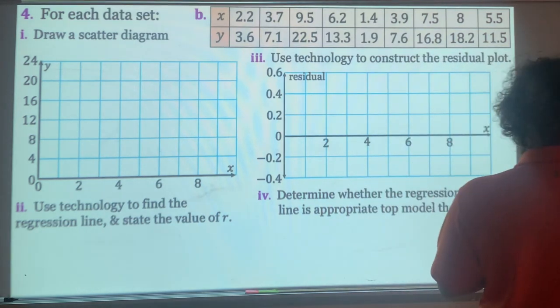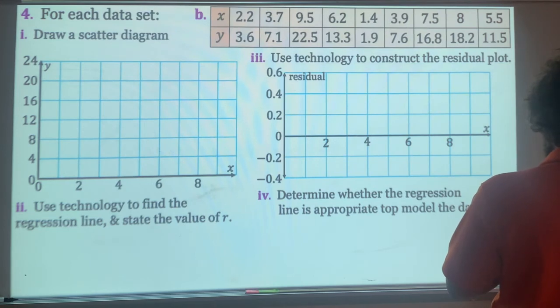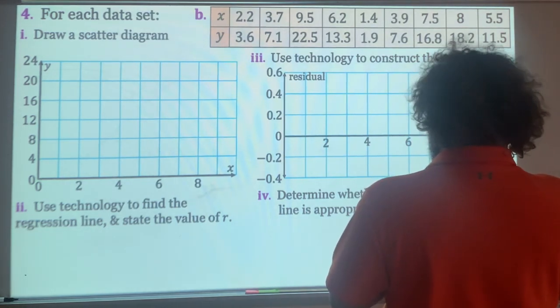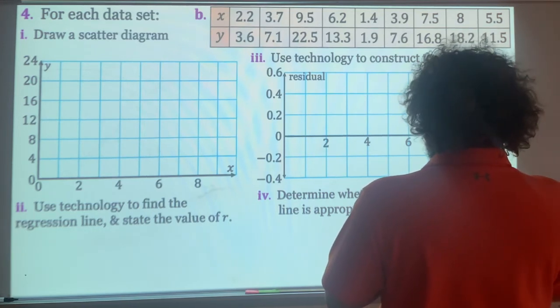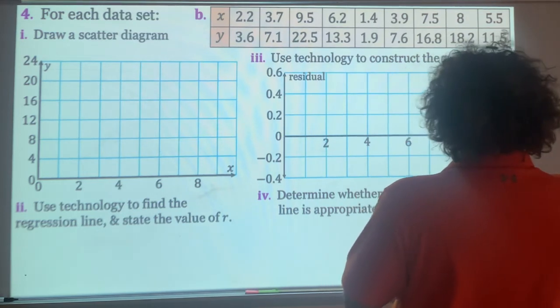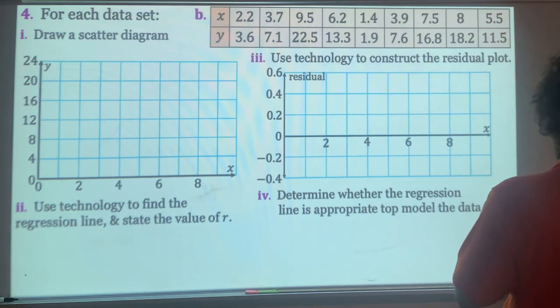3.6, 7.1, 22.5, 13.3, 1.9, 7.6, 16.8, 18.2, 11.5. All right.